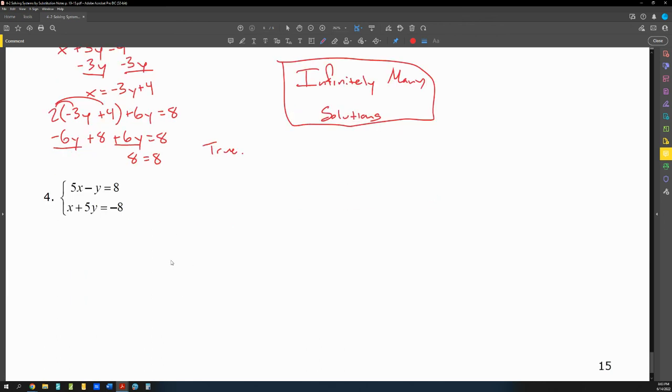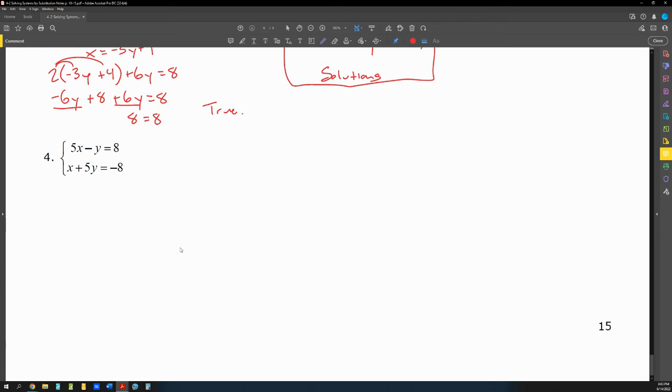Okay, last one. 5x minus y equals 8 and x plus 5y equals negative 8. So this one has a coefficient of negative 1, so we could do that, but I think this one looks a little bit easier. So let's go ahead and solve for the x in the second equation. Subtracting 5y from both sides, we get x is equal to negative 5y minus 8. Substituting in that expression, negative 5y minus 8, into the first equation for x, we have 5 times the quantity negative 5y minus 8, minus y is equal to 8. And distributing the 5 into both of those terms, we have negative 25y minus 40 minus y is equal to 8.